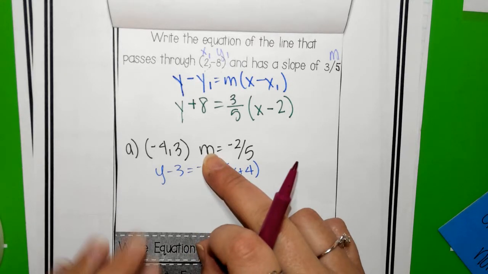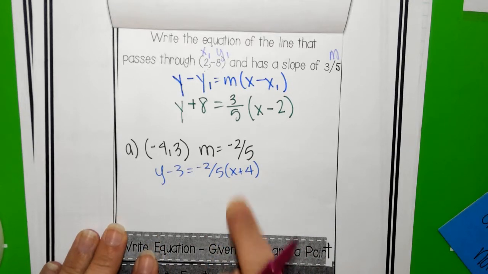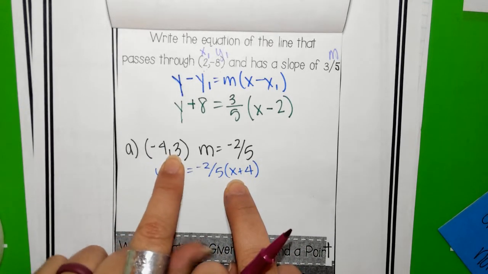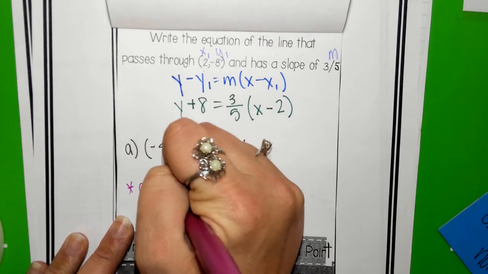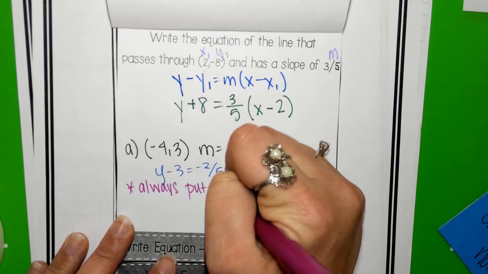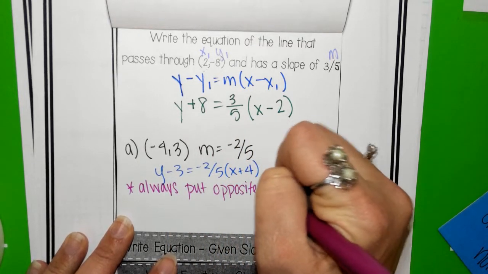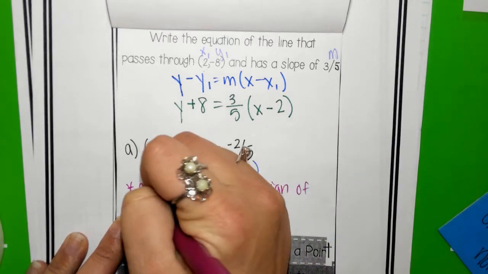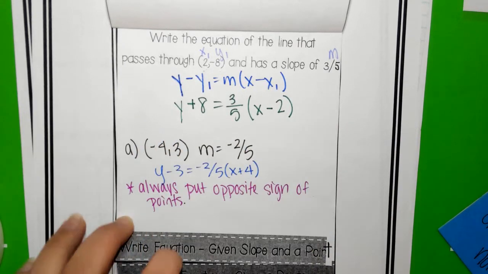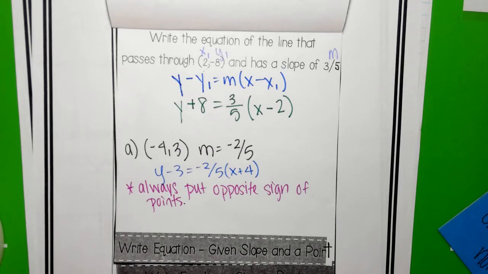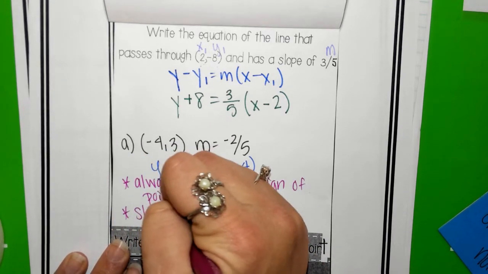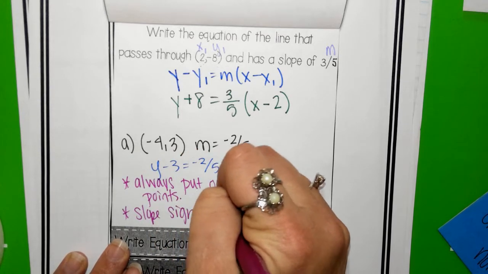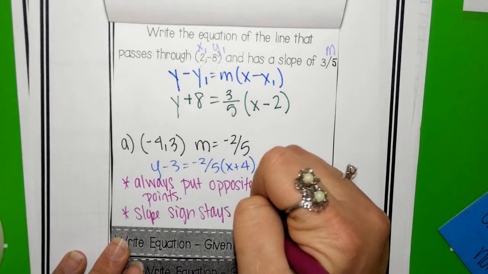All right, so what notes can we make so that you can remember how to write this? Should we write in always put opposite sign of points? Does the slope sign stay the same, or does it change? Okay. So slope sign stays the same.